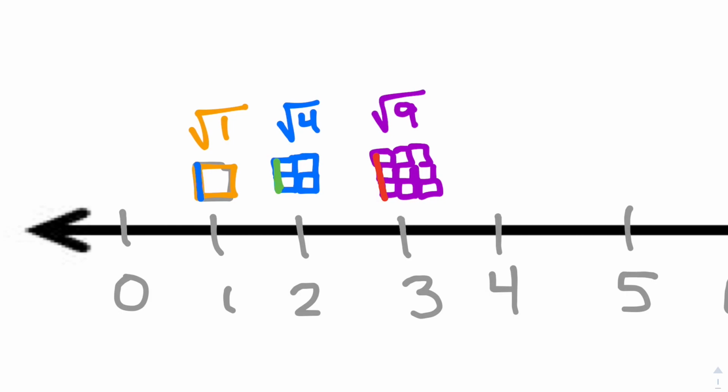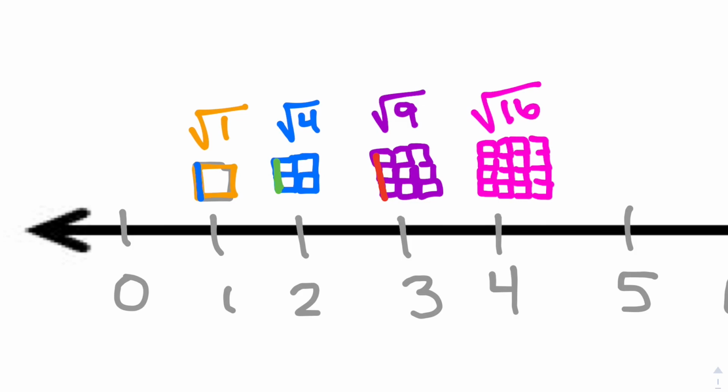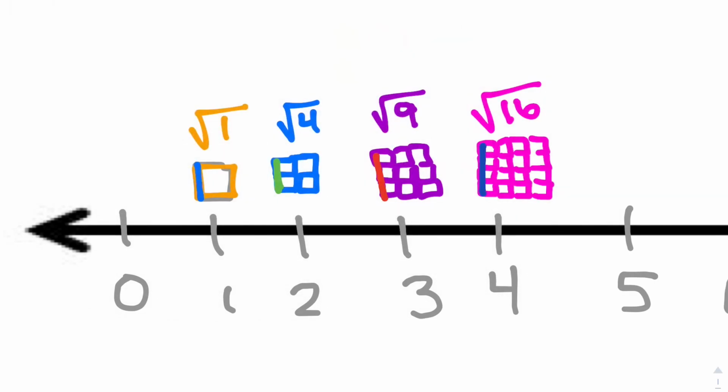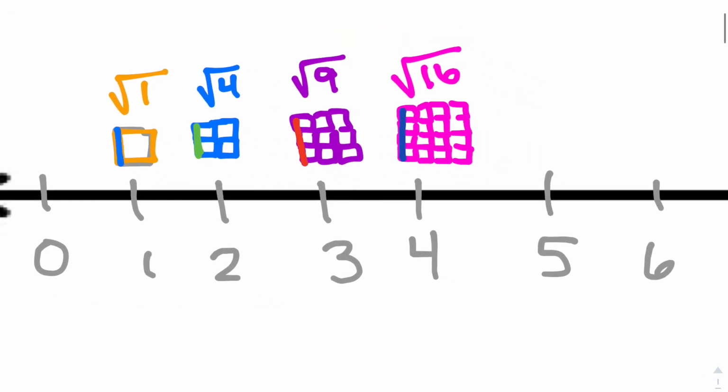Okay. For 4, can anyone predict what 4 will be? The square root of what will equal 4? If you said I need a total of 16 squares, you are correct. The square root of 16 is 4. And I can see it: I have 4 squares times 4 squares equals 16.